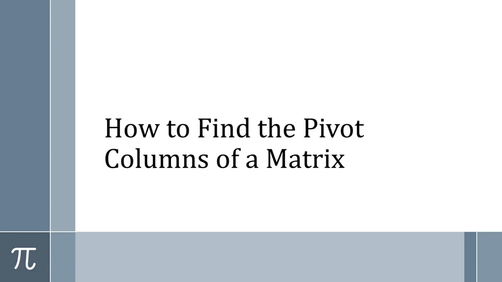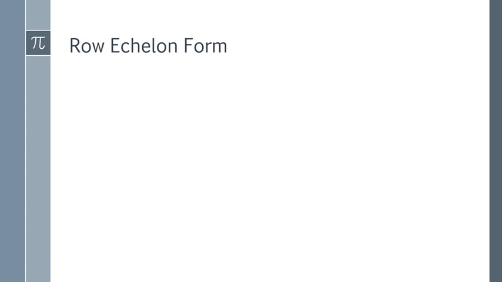In this video, I'm going to show you how you can simply and easily find the pivot columns of a matrix. And to do this, you first need to understand row echelon form. That is the key to finding pivots. So there are two rules that you need to be aware of.